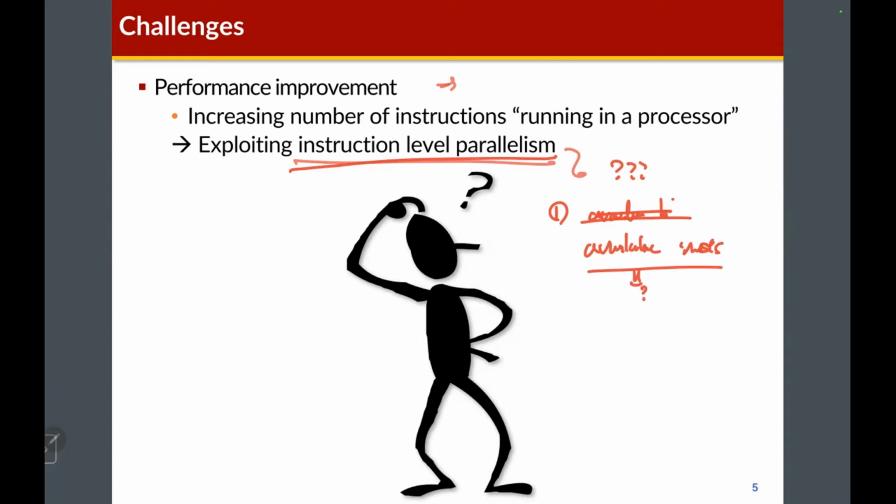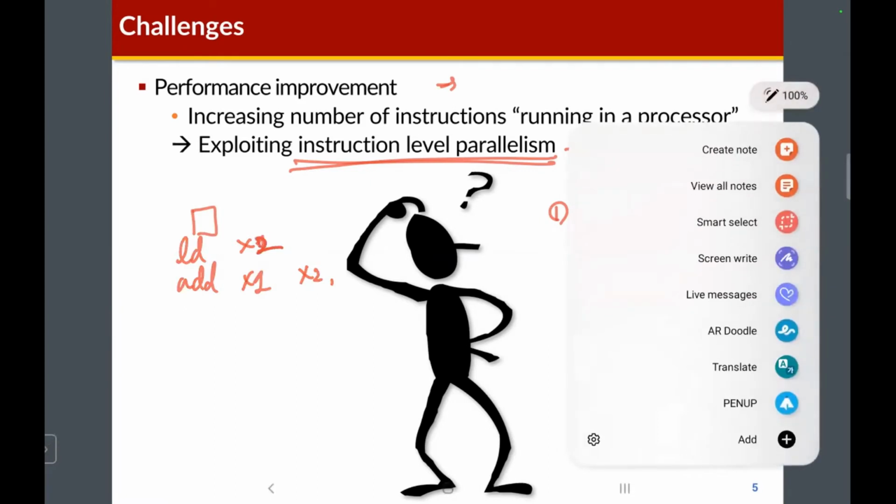So what is the problem of the static pipeline architecture? The problem is that if we just add x1 and add x2, so there are two instructions like add x1 and then load x1. Sorry, I'm sorry.